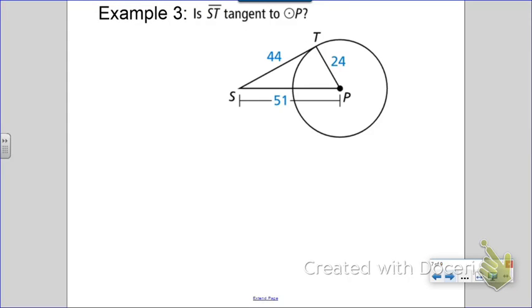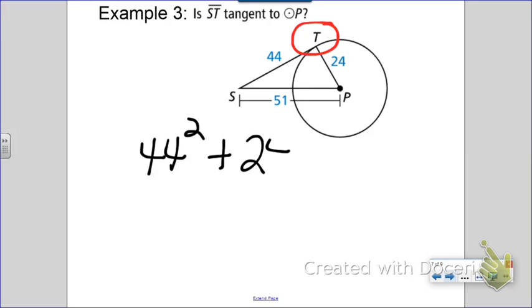In our next example, is the line segment ST tangent to the circle? So to figure this out, we're checking to see if this angle is a right angle. To check if it's a right angle, we check does 44 squared plus 24 squared equal 51 squared. If it's equal, this is a right angle, it's a yes. If it's not equal, then it's not a right angle, it's a no.